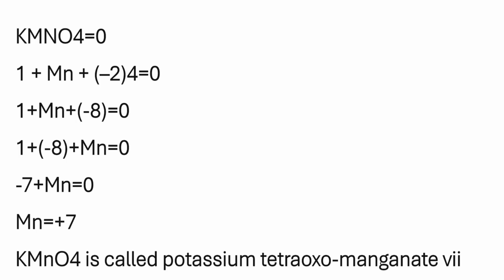Hence, why the compound is called potassium tetraoxomanganate 7 and not potassium tetraoxomanganate 4. Some people will be calling it 4. So, manganate, as in manganese, alright? So, it is manganese that we are looking for the oxidation state.